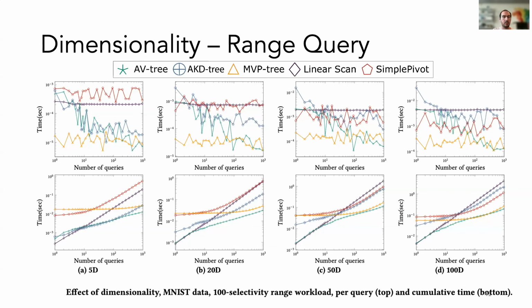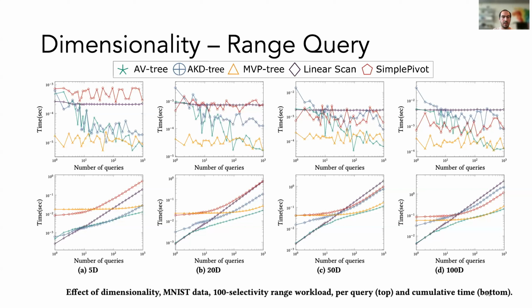The first experiment depicts the effect of dimensionality on the compared methods. The top row shows the per query time, while the bottom one the cumulative time for a query workload of 1,000 queries with 100 selectivity on MNIST data of varying dimensionality. Keep in mind that in the cumulative plots, we include the index building time for non-adaptive indexes.